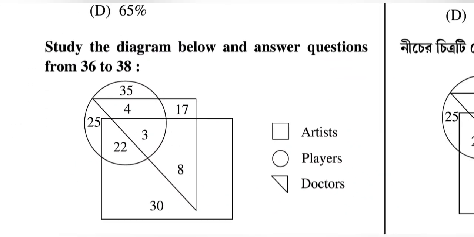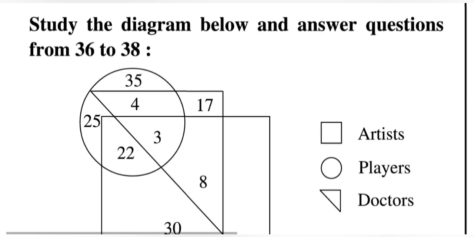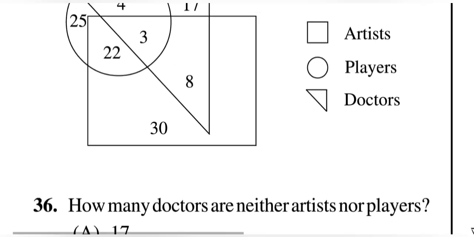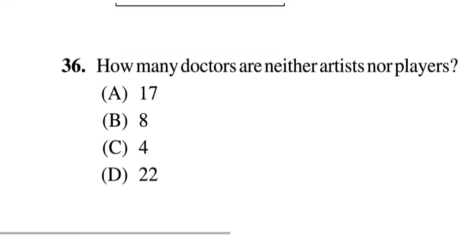Okay, so here a very different kind of diagram is given. It says, study the diagram below and answer questions 36 to 38. 25, 22, 3, 4, 35, like this it is given. Just look at this: artists, players, doctors. This picture will be doctor, this circle is related to players, and then we have artists. So now, after going through this question, we have to find out the correct answer.